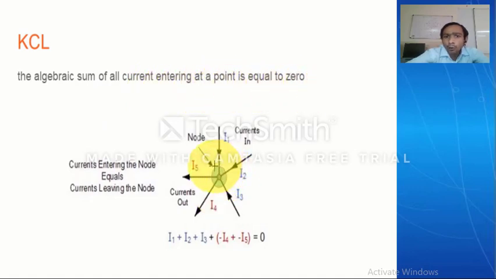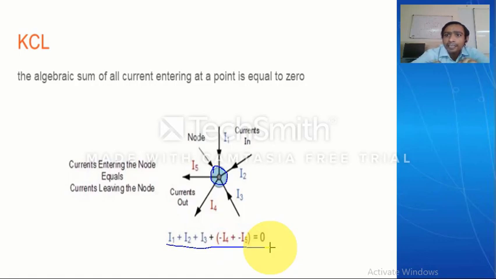It means all the currents entering at this point, here I have considered this as a node, sum to 0. Here you can see I1 is coming from here, I2 is coming from here, I3 is coming from here. This is incoming current. The sum of incoming current must be equal to the sum of outgoing current. So I4 and I5 are outgoing currents, which means I1 plus I2 plus I3 must be equal to I4 plus I5. Or I can write it in this form: I1 plus I2 plus I3 minus I4 minus I5.